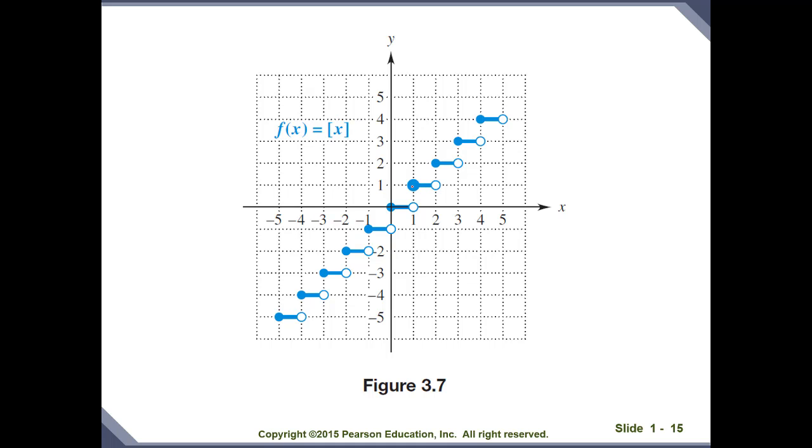And so what the brackets tell us is that this represents the largest integer that is less than or equal to x. So the largest integer that is less than or equal to 1, or the largest integer that is less than or equal to 2, or the largest integer that is less than or equal to 3, and so on and so forth.